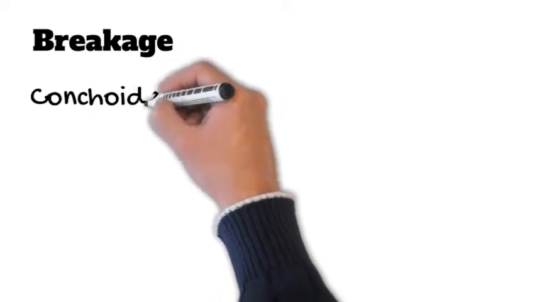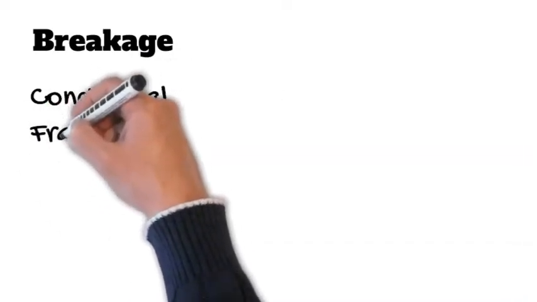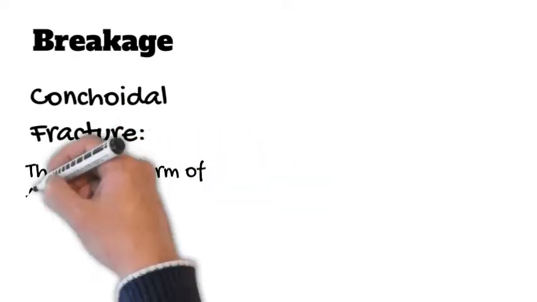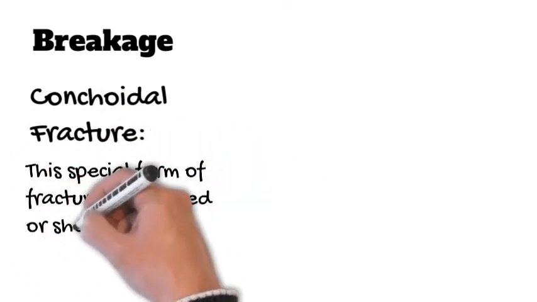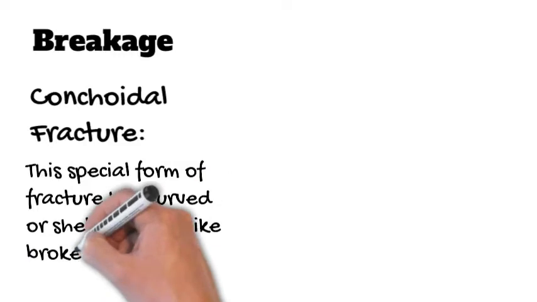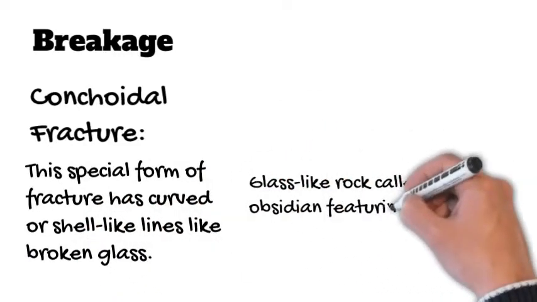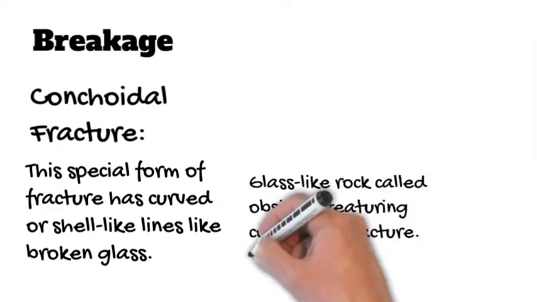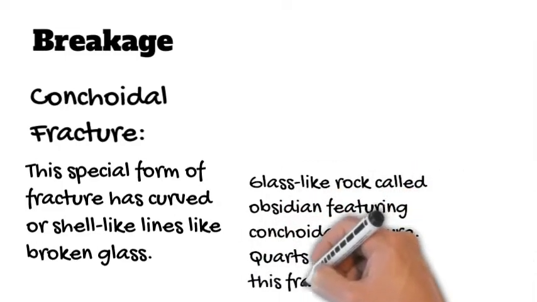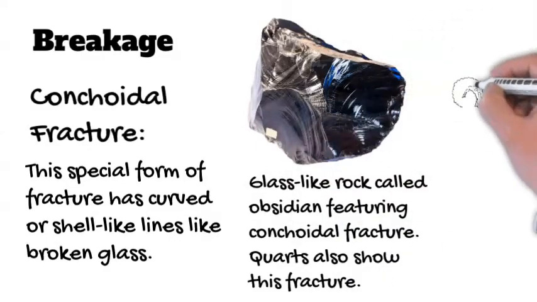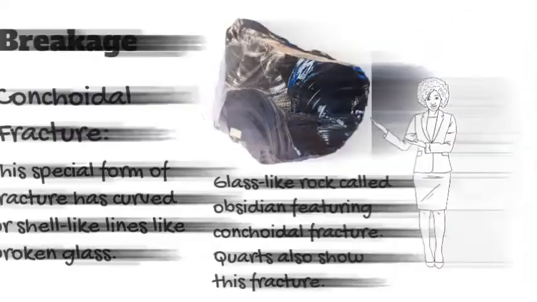Conchoidal is a special form of fracture that is sometimes called the broken glass fracture. If you've ever seen a piece of glass that's broken, it has these little curve-like lines or shell-like lines. And we can see a sample here of a glass-like rock called obsidian. Quartz also shows this same fracture, this conchoidal fracture.